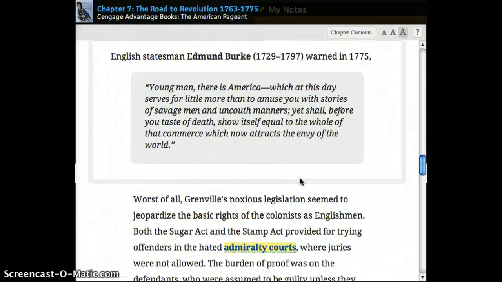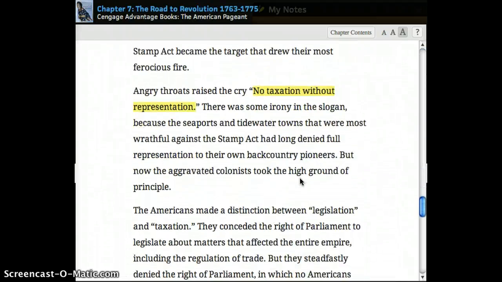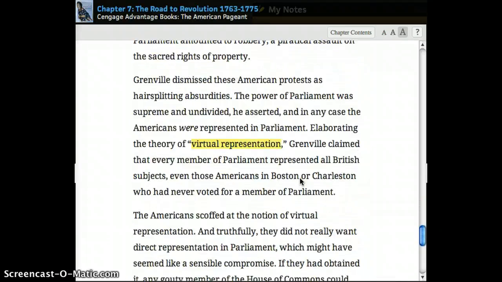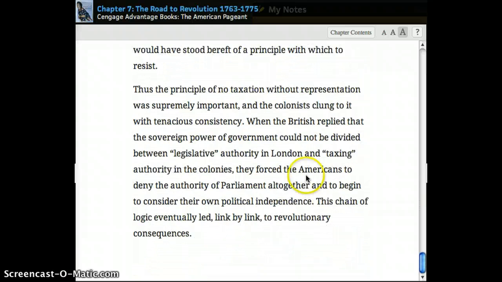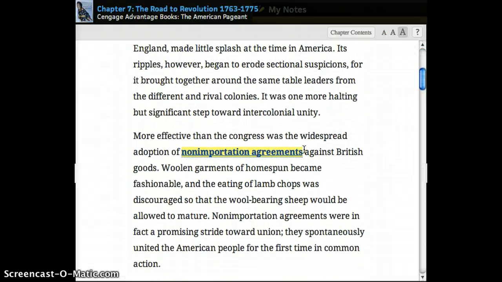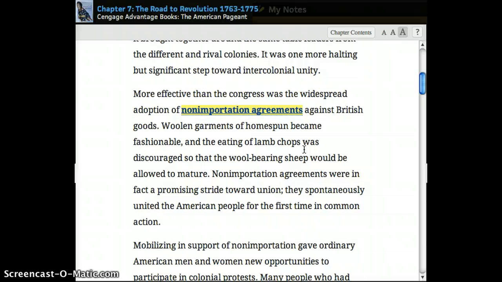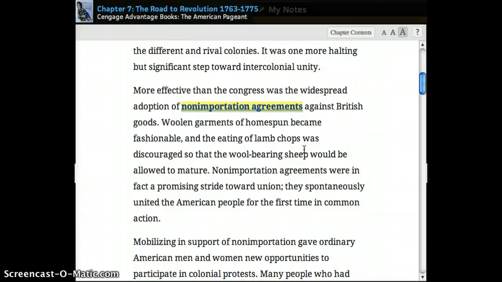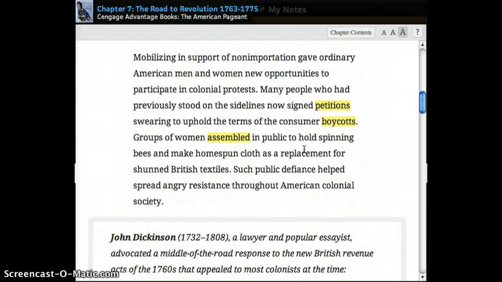Okay, sorry if I'm hurting your eyes here. So we were at the point where we were talking about virtual representation as well as non-importation and the impact that played on influencing Parliament to repeal the Stamp Act. But there are a couple things that I wanted to point out here. We did talk about petitions, boycotts, and assemblies.